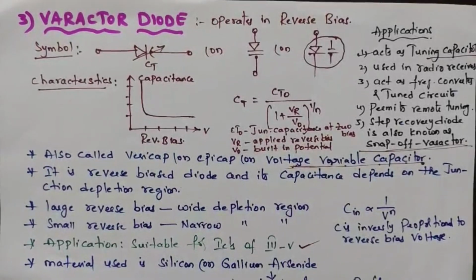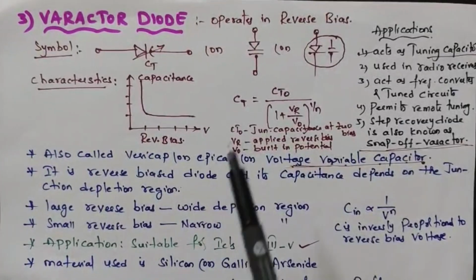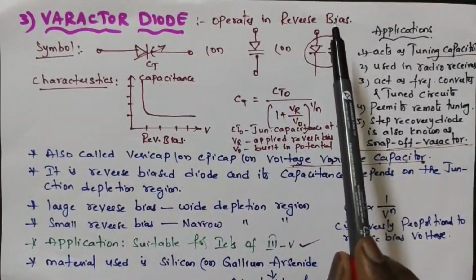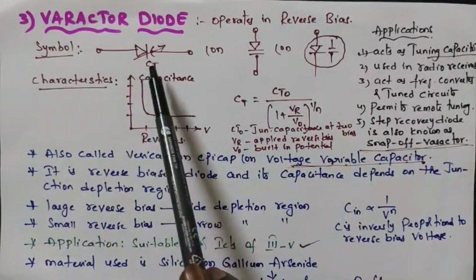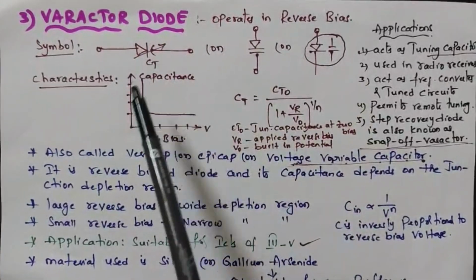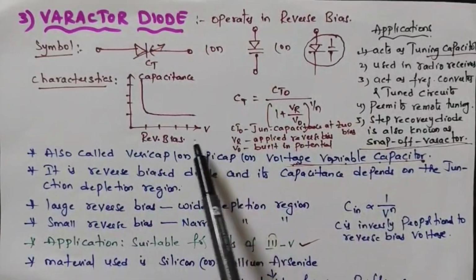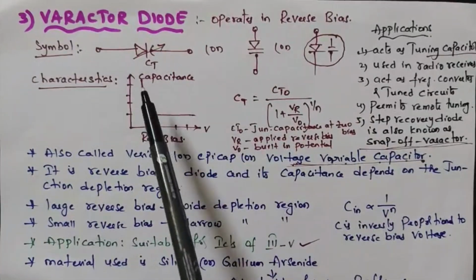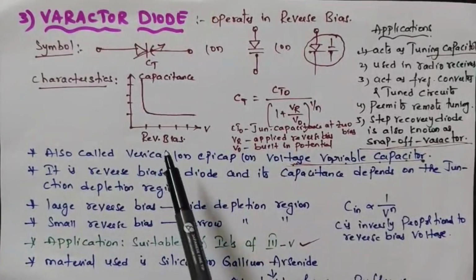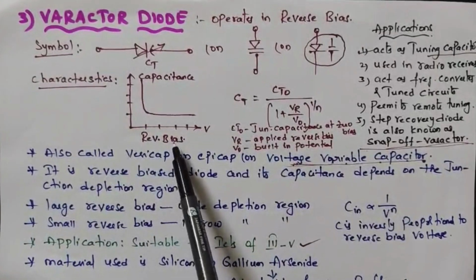Welcome to all. Now we will discuss the Varactor Diode. It mainly operates in reverse bias. You can represent it in any manner like this. These are the symbols of the Varactor Diode. And if you see the characteristics, as the voltage keeps increasing, the capacitance keeps decreasing. Okay, this is the characteristic of the Varactor Diode.